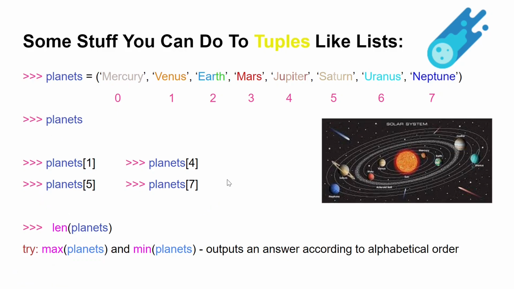Like a list, we can still index particular values of a tuple. So I'm trying indexes 1, 4, 5, and 7. I can also check functions like len, or length, max, and min, and so on. You can also try the sum function, but make sure your function only has integers or floats. Otherwise, it wouldn't work.